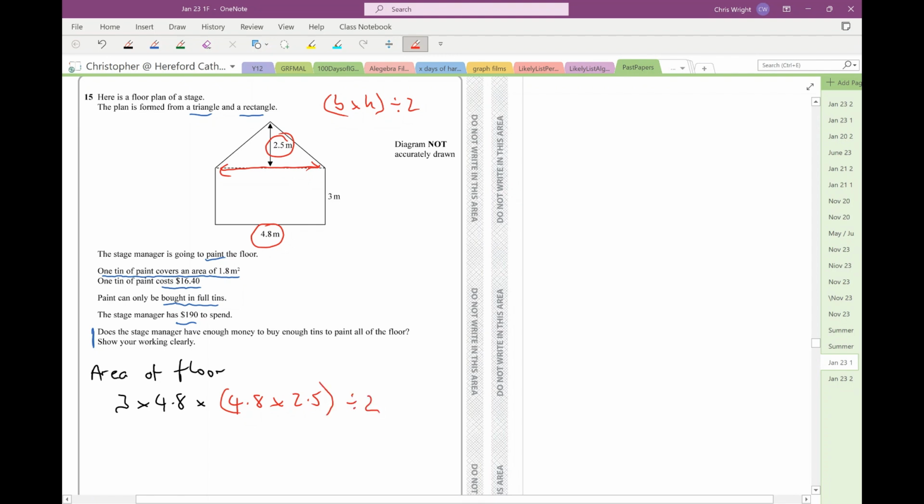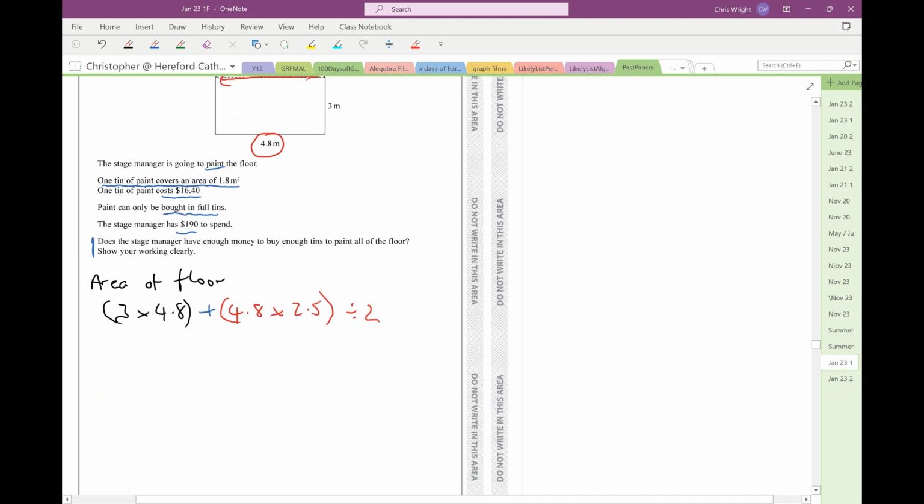Now, I've just looked at what I've written, and I've got the area of the rectangle there, but I've written times. I don't know why I did that. It's the area of the rectangle plus the area of the triangle. That's going to be the whole area of the floor, so let's work that out. Use my calculator. 3 times 4.8 plus 4.8 times 2.5 divided by 2. Right, I have a whole area of 20.4 square meters.